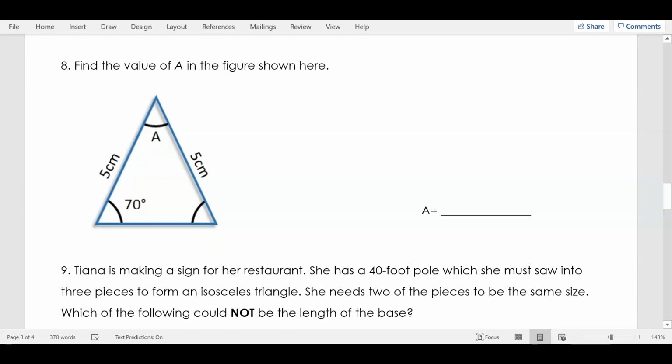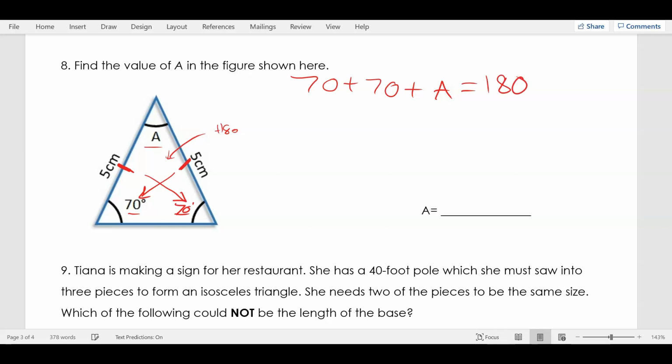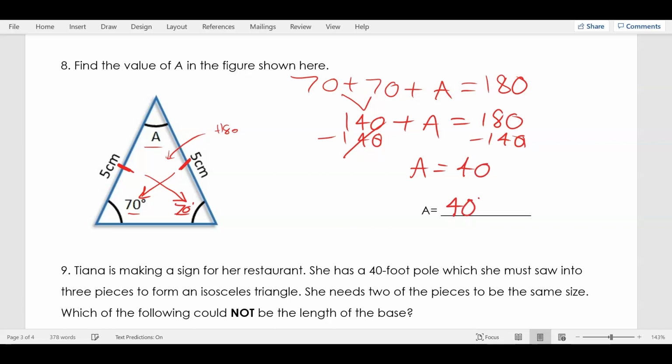All right, find the value of A. Okay, so if you have 5 and 5, two equal sides, means that if that's 70, that means that is also going to be 70 degrees. So we have A, 70 and 70, inside of a triangle adds up to 180. So let's add them up. 70 plus 70 plus missing A equals 180. Find like terms to get 140. And then subtract 140 on both sides. Get rid of that loner. We get 180 minus 140 is 40 degrees. Okay.